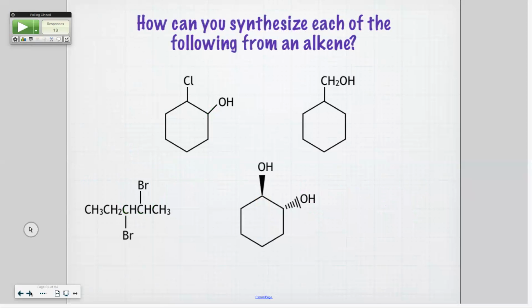Okay, this was the last slide that I had. So this is synthesize each of the following from an alkene. So I want you to make sure that you have tried them by Monday. Okay, and I'll show you the answers.